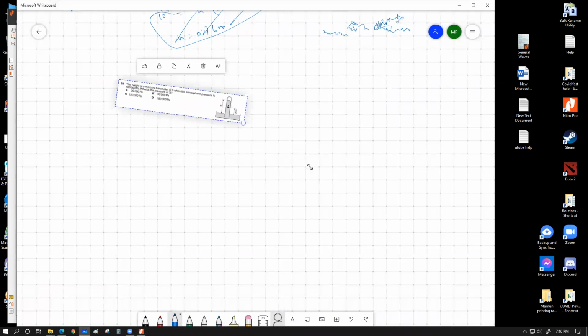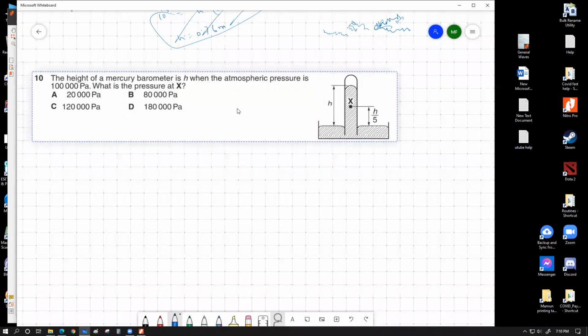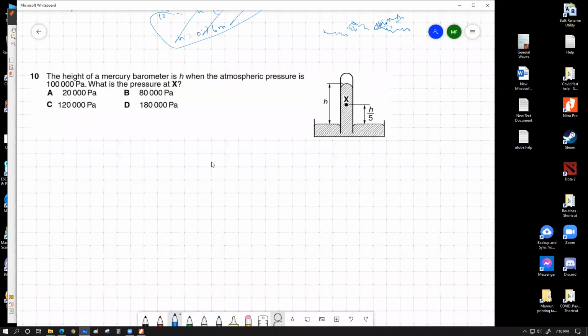Let's have a look. কোশ্চেনে বলছে the height of a mercury parameter is h when the atmospheric pressure is 100,000 pascal. What is the pressure at x? X পয়েন্টের প্রেসার কত হবে?